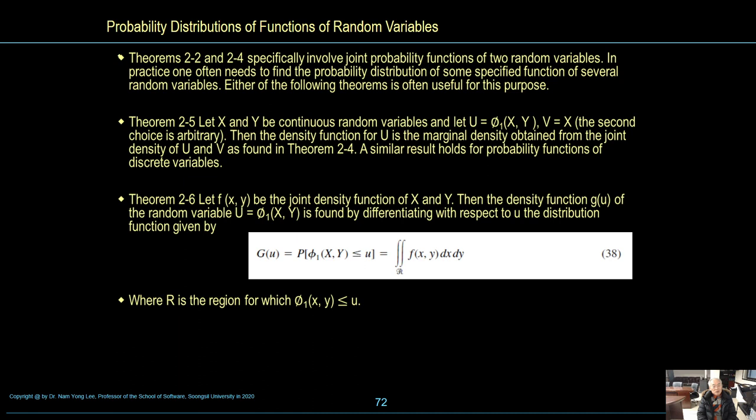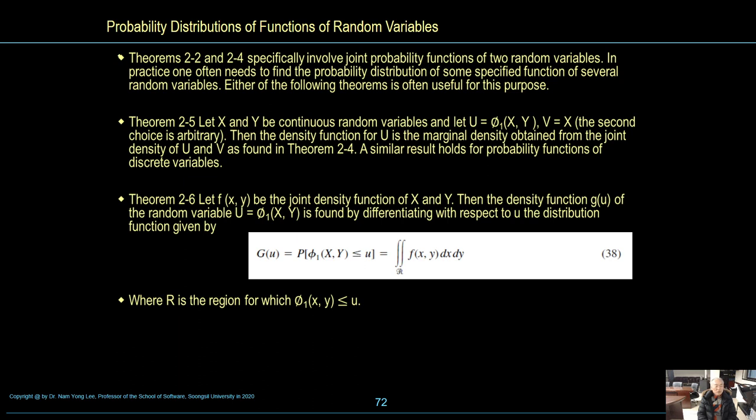Theorem 2-2 and 2-4 specifically involve joint probability function of two random variables. In practice, one often needs to find the probability distribution of some specified function of several random variables. The following theorem is often useful for this purpose.